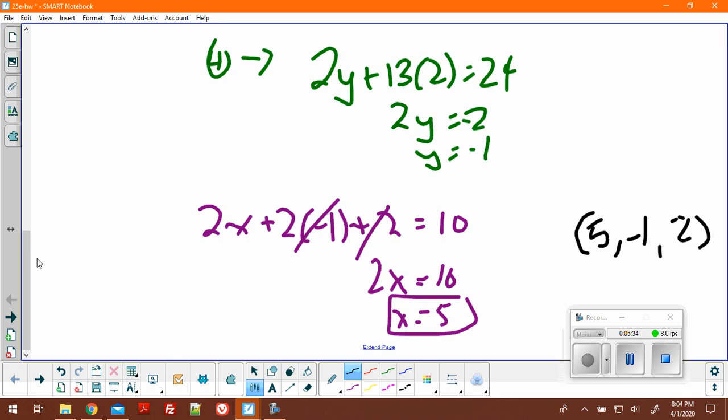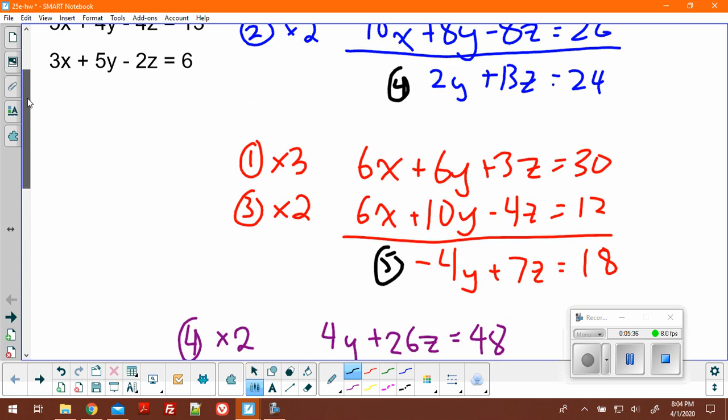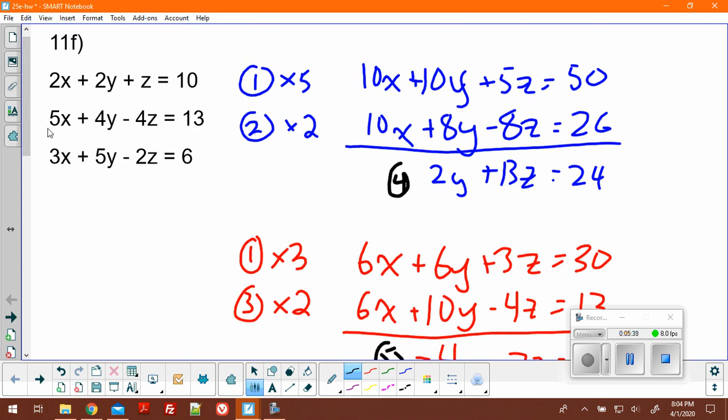A quick way you can check if you've got it is just to go back. I plugged it into equation 1. I can now test it with equation 2 and see if it actually works. So I'd have 5 times 5, take away 4, it's 21, take away 8 is 13. It works.